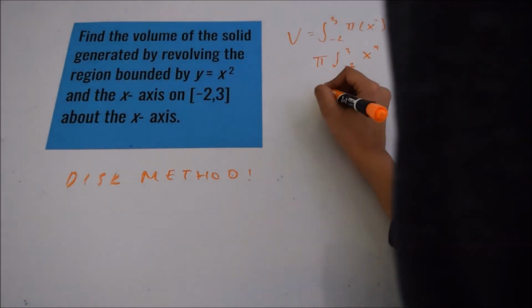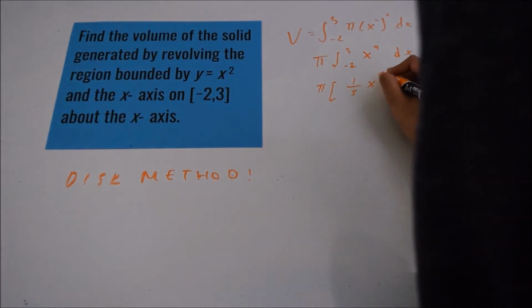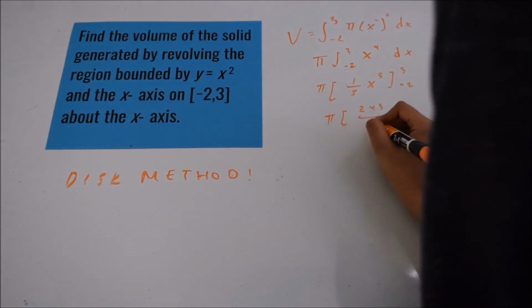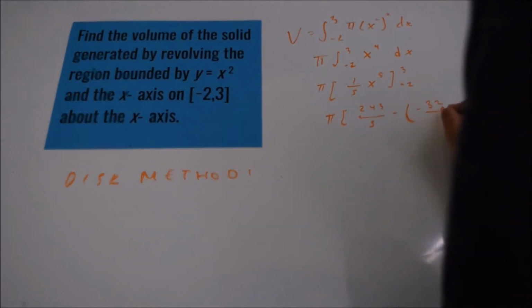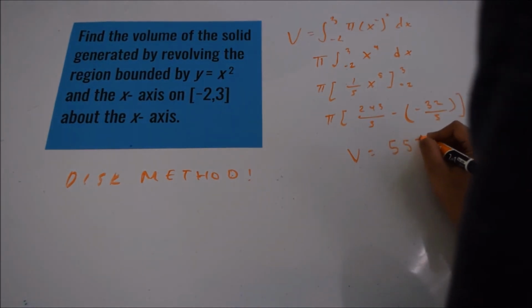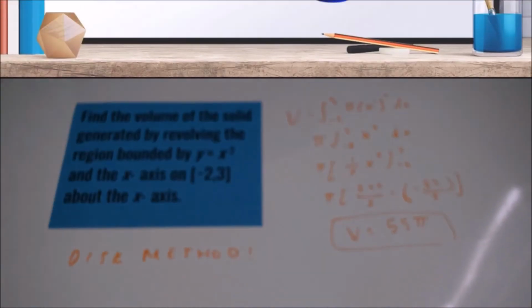The antiderivative of this function will be 1 over 3 x cubed. Evaluate from -2 to 3. Substitute -2 and 3 in their corresponding values and then finally multiply by pi. The final volume will be 55 pi.